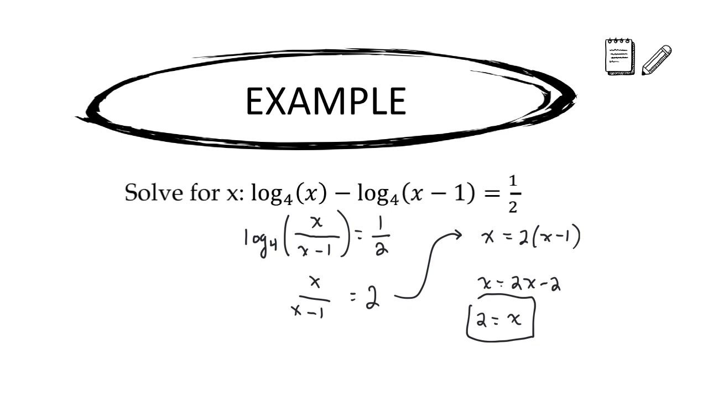It's always good to check the solution. When I plug 2 back in for x, I get log base 4 of 2, which asks which power should I raise 4 to get to 2. It's just the half power, minus log base 4 of 1. And which power should I raise 4 to get 1? That's just 0. So half minus 0 is indeed a half. That checks out.